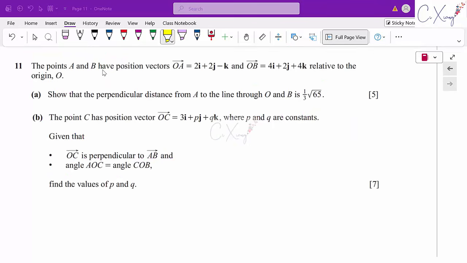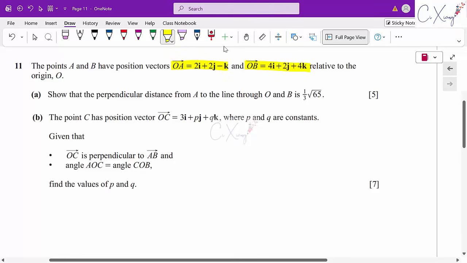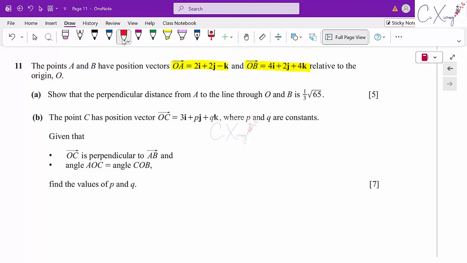Okay, so question number 11, we are having the points A and B with the position vectors as such, relative to the origin O. So show that the perpendicular distance from A to the line through O and B is 1 over 3 root 65. Okay, so how can we solve this question? We are having the line through O and B. Then I want to get the perpendicular distance from A to the line OB.